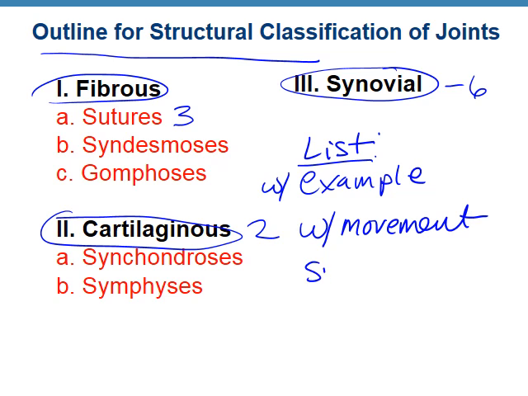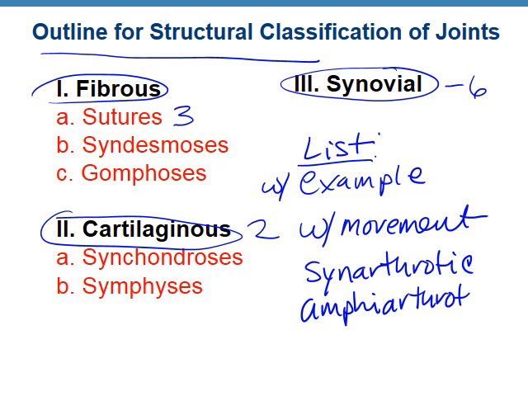Whether it is, so far we've only had synarthrotic and amphiarthrotic. So I'll give you a clue. When we get to synovial, this is when we're going to talk about diarthrotic.